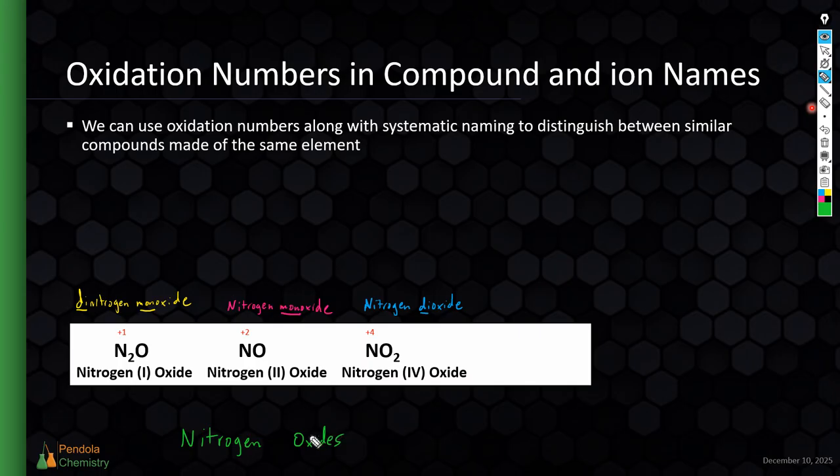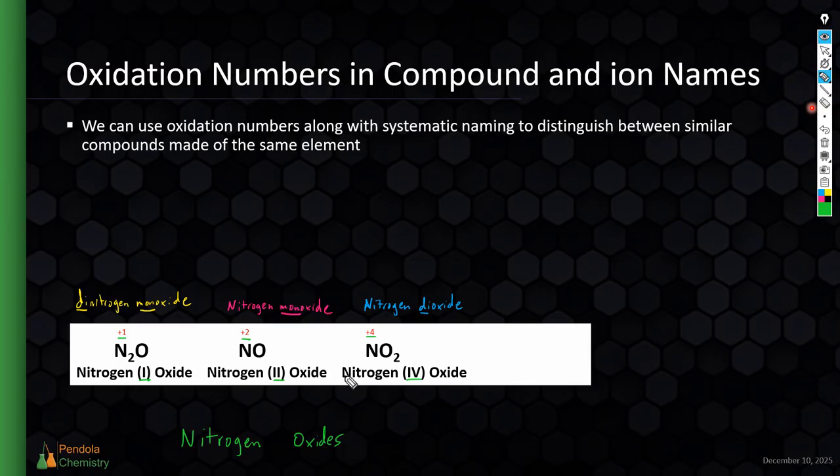Because they're all combinations of nitrogen with oxygen. Well, we can differentiate the three nitrogen oxides by essentially just naming the oxidation number of the nitrogen. Nitrogen in N2O has an oxidation number of +1, so this will be nitrogen 1 oxide. The oxidation number in NO for nitrogen is +2, so this will be nitrogen 2 oxide. And in NO2, the oxidation number of nitrogen is +4, so this will be nitrogen 4 oxide.